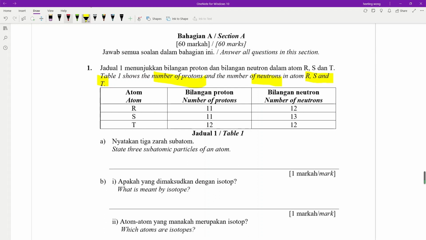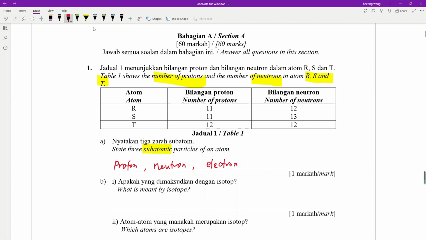Okay, now the question asks, state 3 subatomic particles in an atom. So if the question asks you the subatomic, the answer should be inside the atom. So in the nucleus we have protons, we have neutrons, and then another one in the shells will be electrons. Okay, so 1 mark.